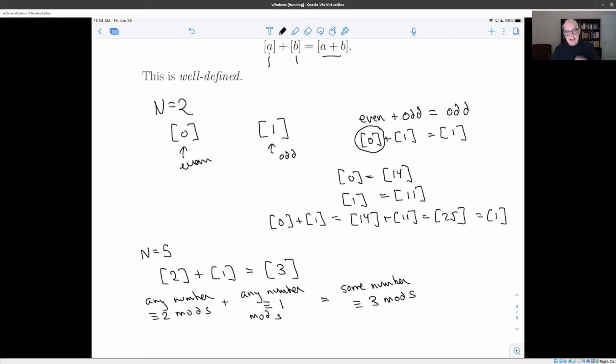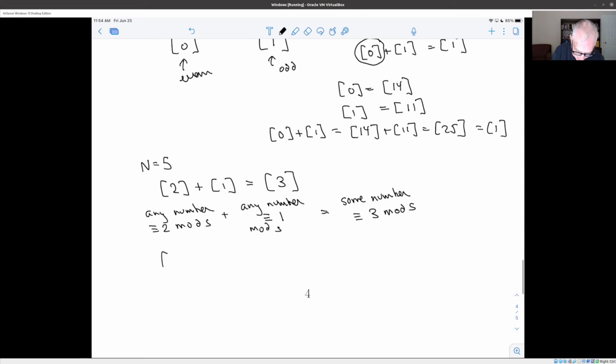In other words, take any number which has a remainder of 2 when you divide it by 5, and any number which has a remainder of 1 when divided by 5, and add them together, you're always going to get a number with remainder 3 when divided by 5. So congruence arithmetic is really remainder arithmetic. What you're really doing is just keeping track, when you add numbers together, of what happens to the remainder.